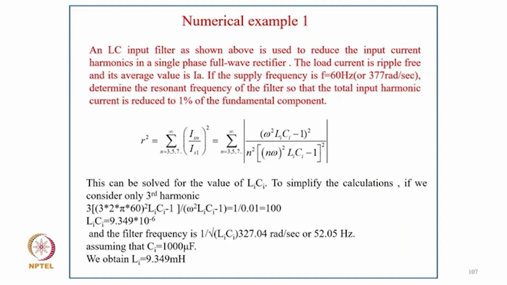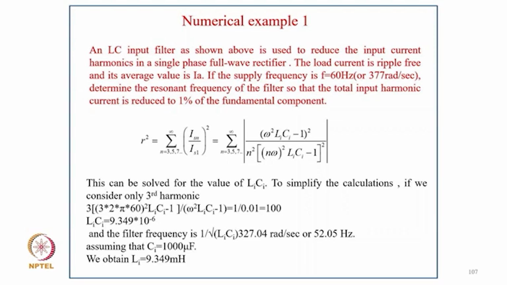Now coming to numerical solved example 1. An LC filter as shown is used to reduce the input current harmonics in a single phase full wave rectifier. The load current is ripple free and its average value is IL. If the supply frequency is 60 Hz, determine the resonant frequency of the filter so that the total harmonic distortion is 1%. So the ratio of IS to IS1 squared, summed over N from 3 to infinity, equals (N omega square Li Ci minus 1) divided by N squared (omega square Li Ci minus 1) squared. This can be solved for the value of Li Ci.